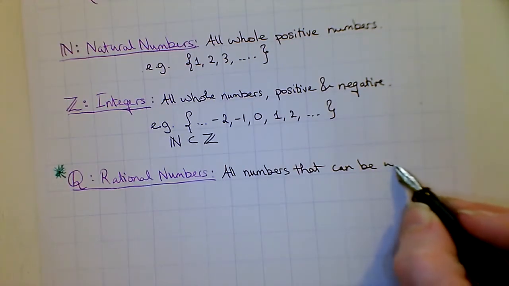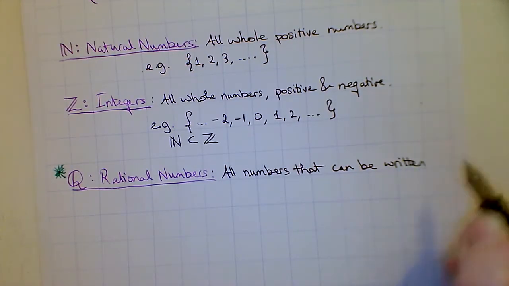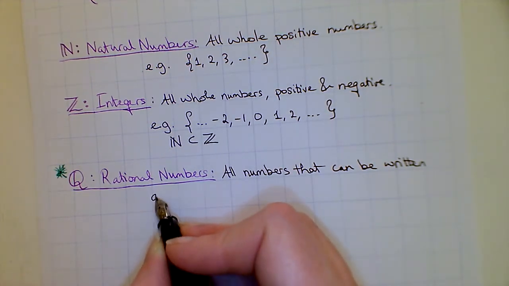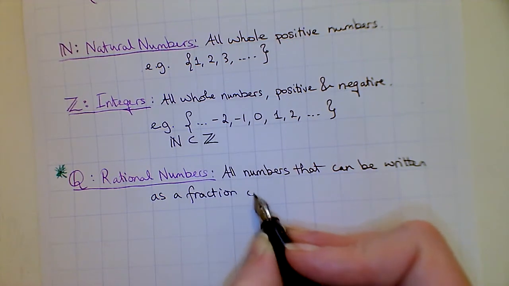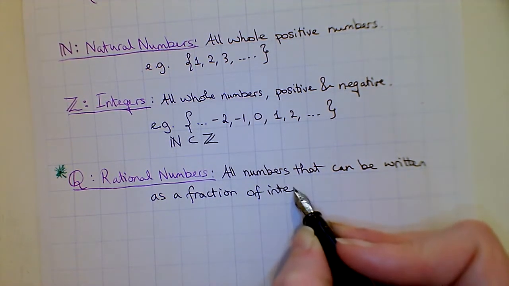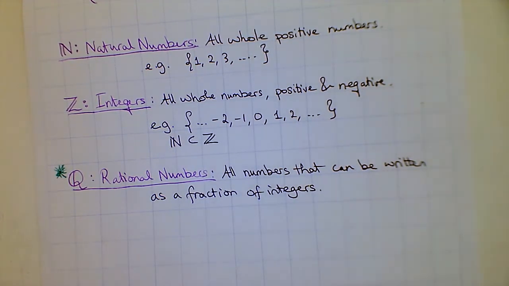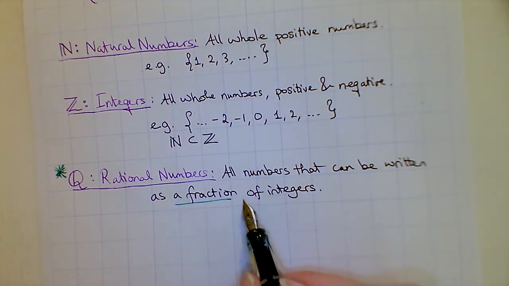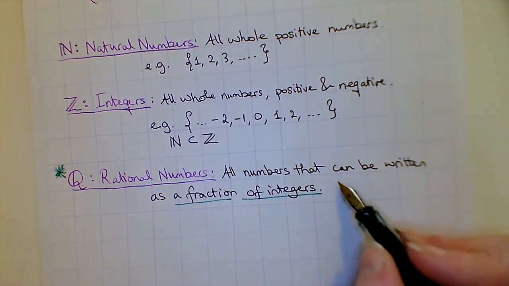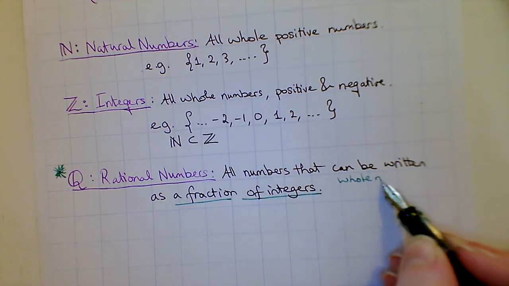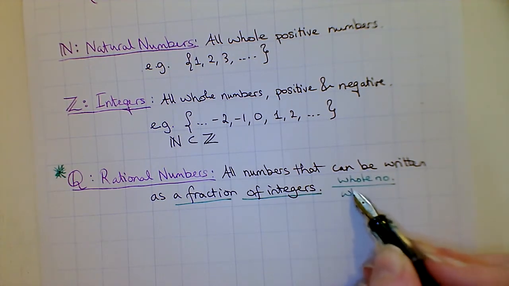Can be written as a fraction of integers. And it's really important that you include that. Not just that they can be written as a fraction, but that they can be written as a fraction of integers. That means a whole number on top and a whole number on the bottom.